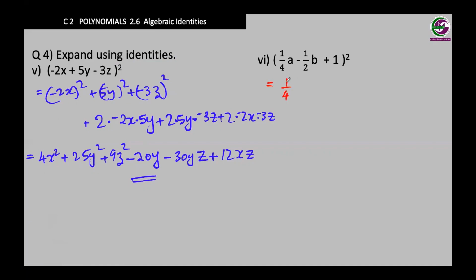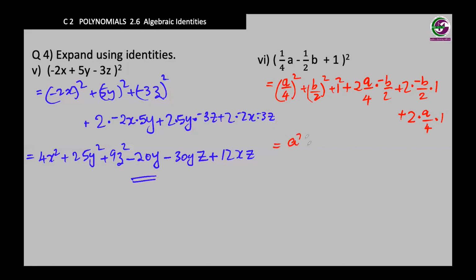Square of the first one, we can say 1 by 4a is a by 4, plus b by 2 square, plus 1 square, plus 2 times first term times the second term, plus 2 times second term times the third term, plus 2 times first term by the last term, which is equal to a square by 16 plus b square by 4 plus 1.